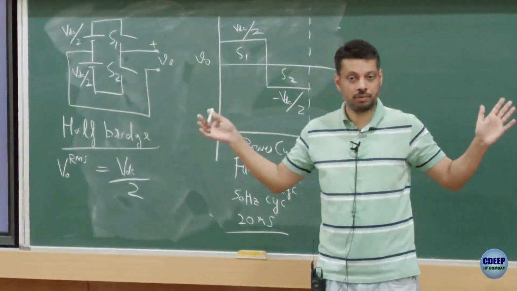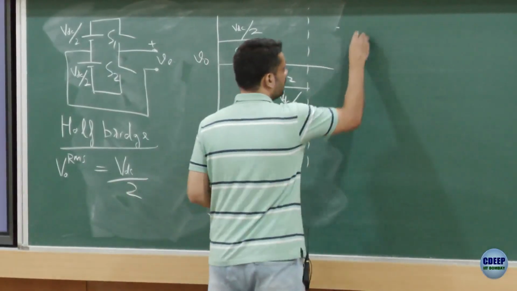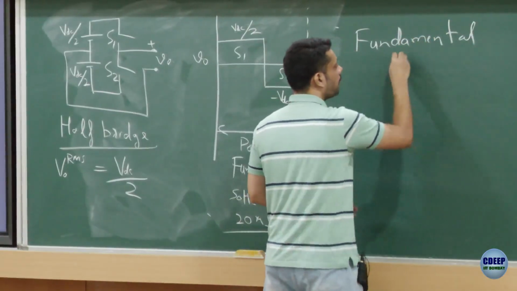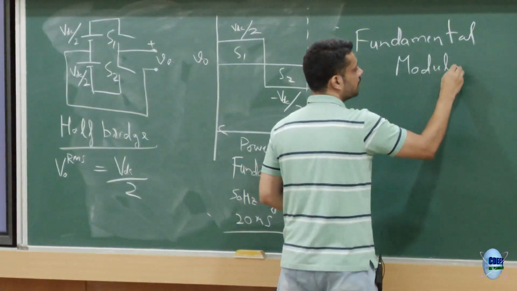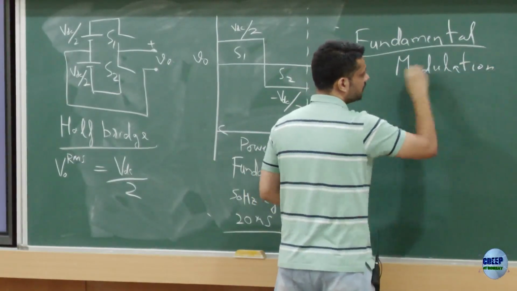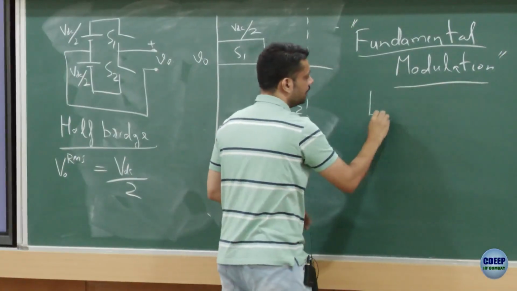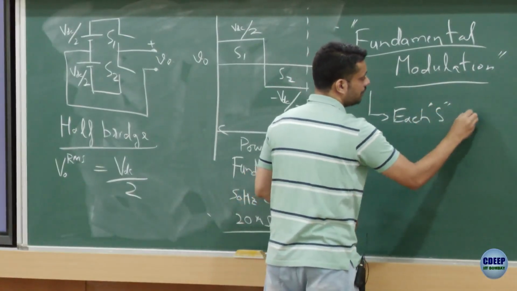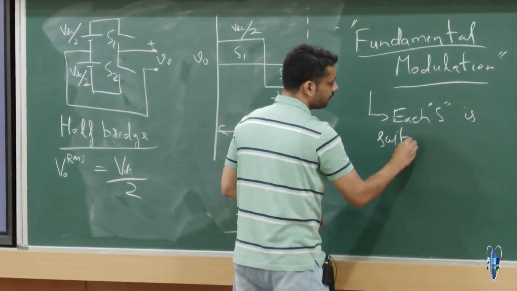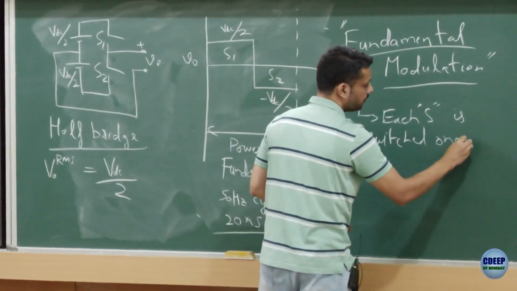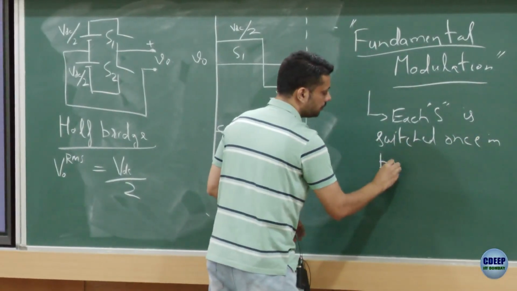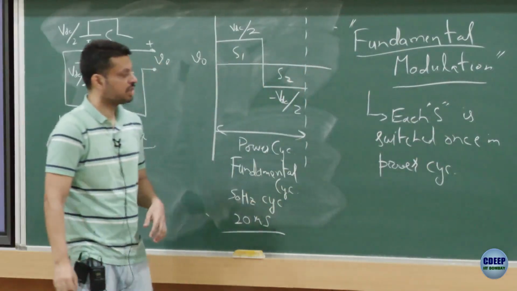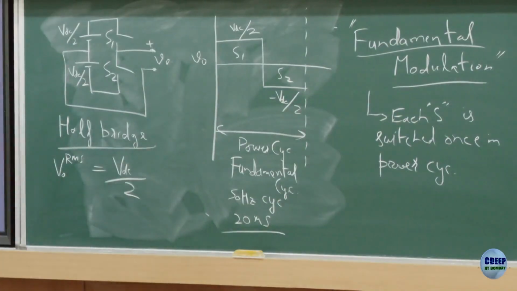So what we are seeing now in both the circuits is what is called fundamental modulation. What is the meaning of this word? The meaning of this word is that each switch is switched once in a power cycle. Each switch is switched only once in a power cycle. That is what we call fundamental modulation.